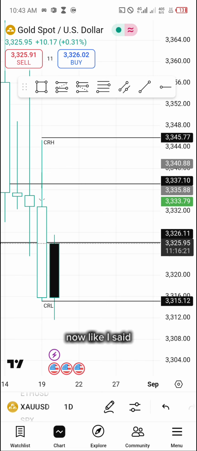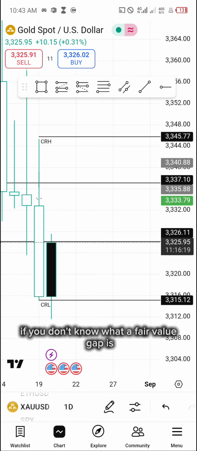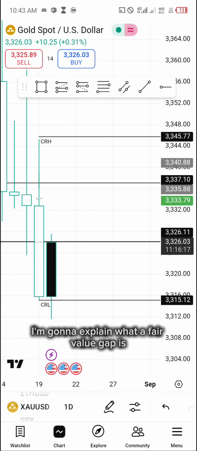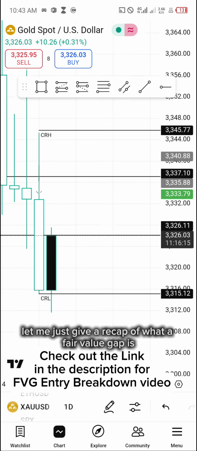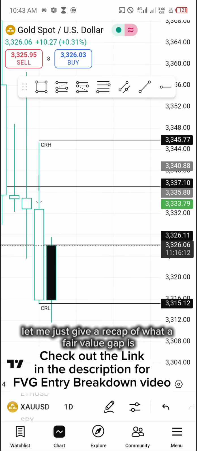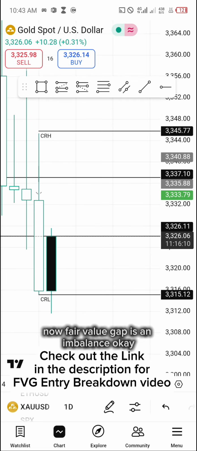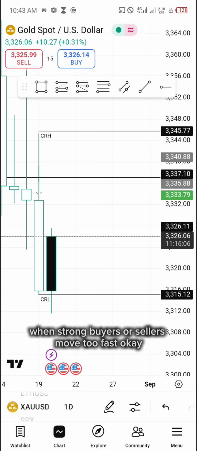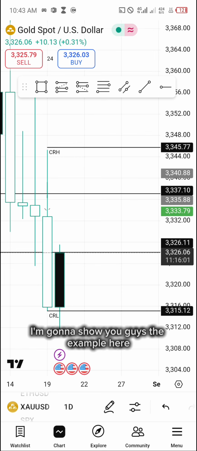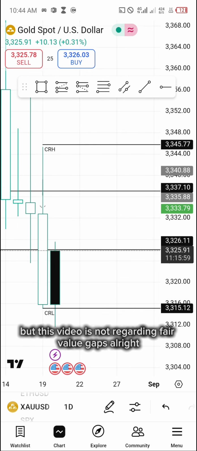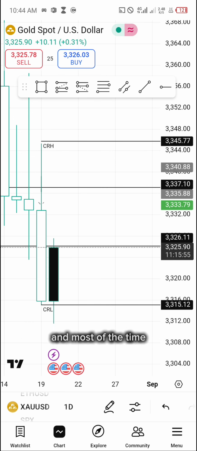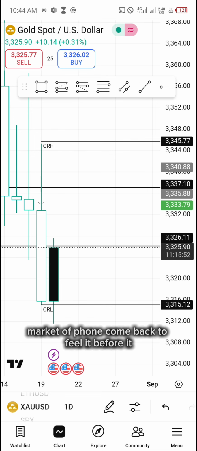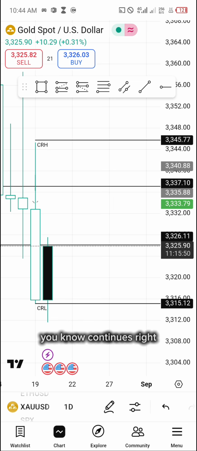Now, like I said, if you don't know what a fair value gap is, let me just give a recap. A fair value gap is an imbalance. It's an imbalance zone left when strong buyers or sellers move too fast. I'm going to show you the example here, but this video is not regarding fair value gaps. Most of the time, the market often comes back to fill it before it continues.